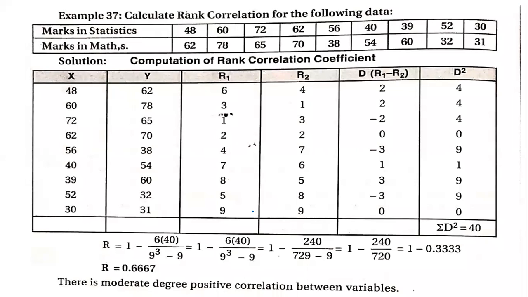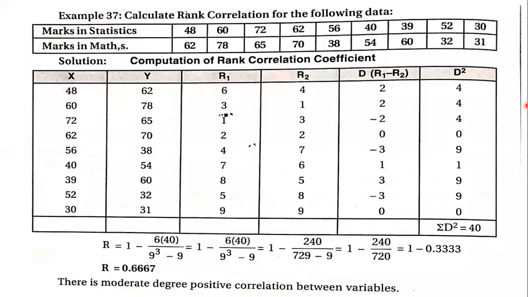Now this question also is when the ranks are not given. Here you are supposed to calculate the rank correlation from the following data. In this data, they have given us the marks in statistics and the marks in mathematics. And they will clearly state you are supposed to calculate the rank correlation. When they are talking about rank correlation, it means that they're asking you to calculate Spearman's rank correlation. That is what they are trying to say to you.